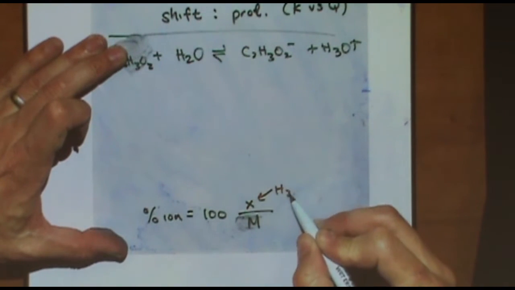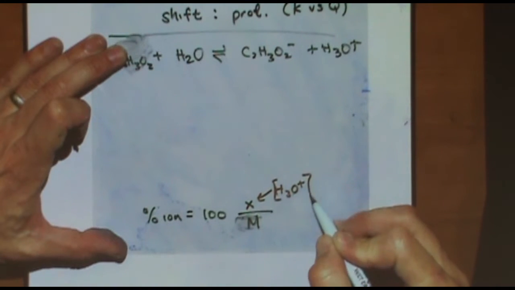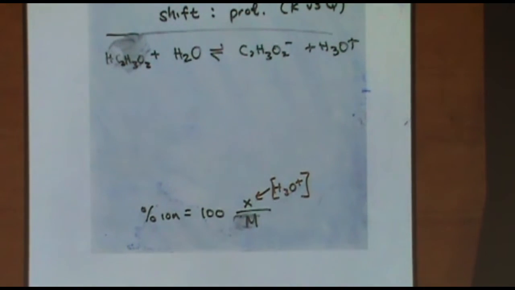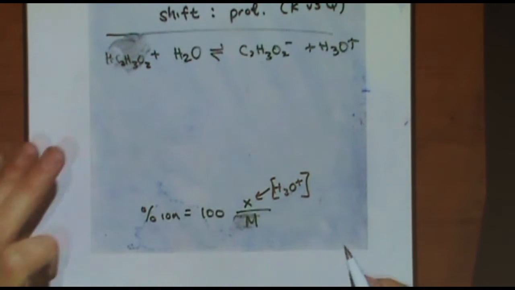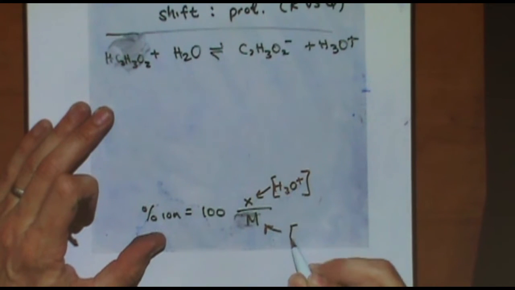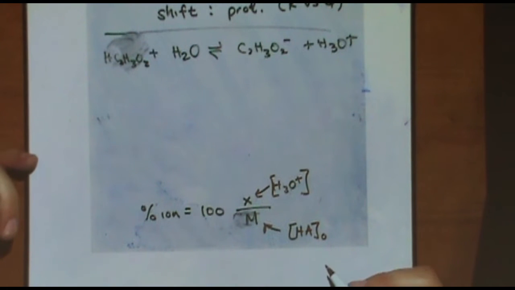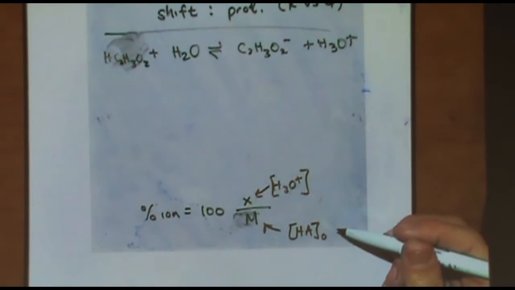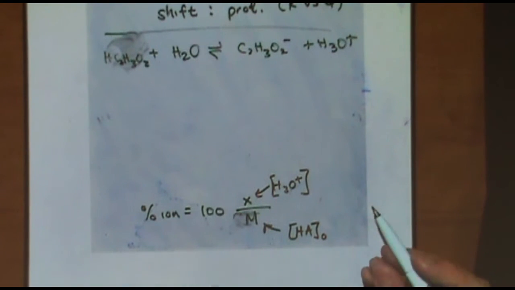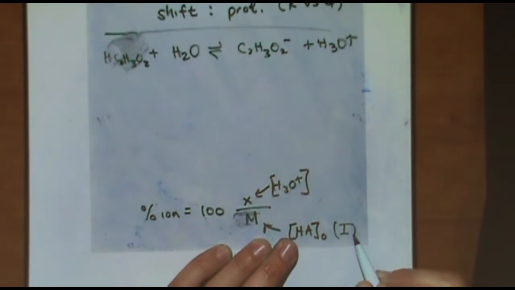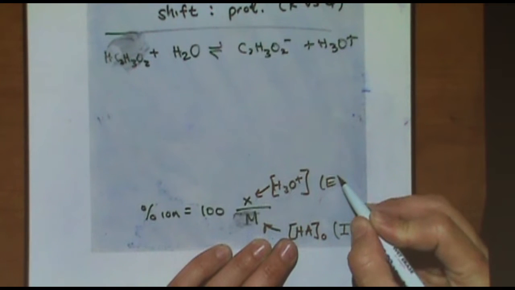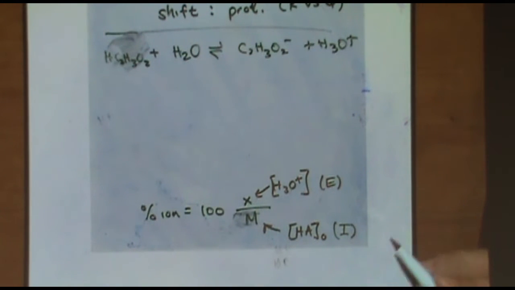X is going to be the H3O plus concentration, which you get from the ice table, the E line, the equilibrium concentration. M is going to be the concentration of HA initially, and even afterwards, because if it's a weak acid, it doesn't dissociate. So this is from the I line of the ice table. This is from the E line of the ice table. Technically, you could also take it from the E line and get the same answer.